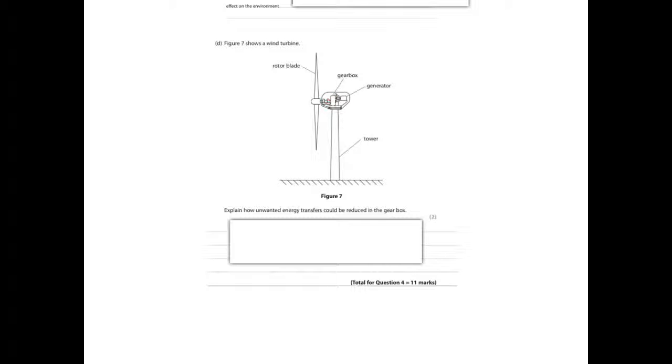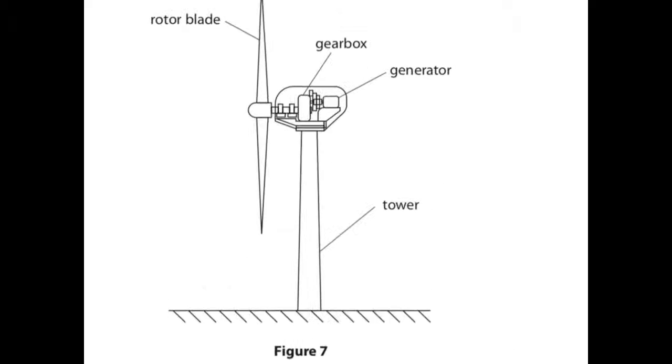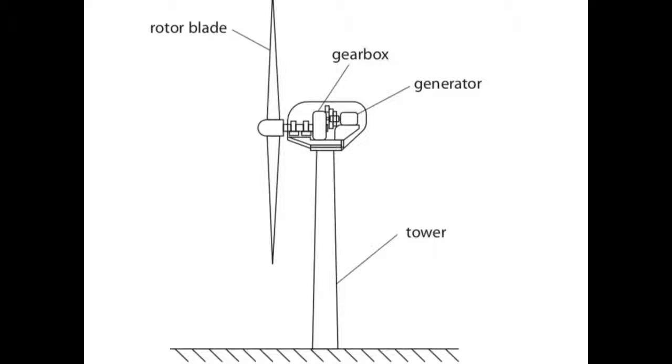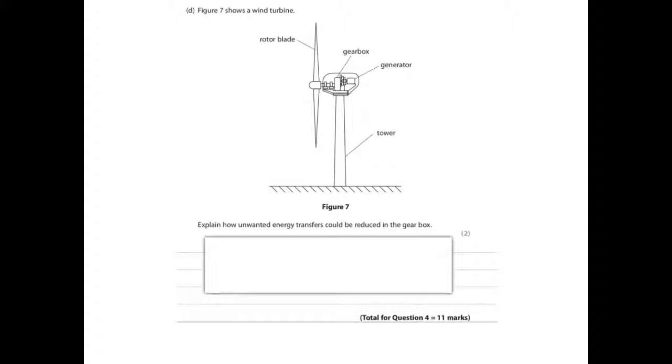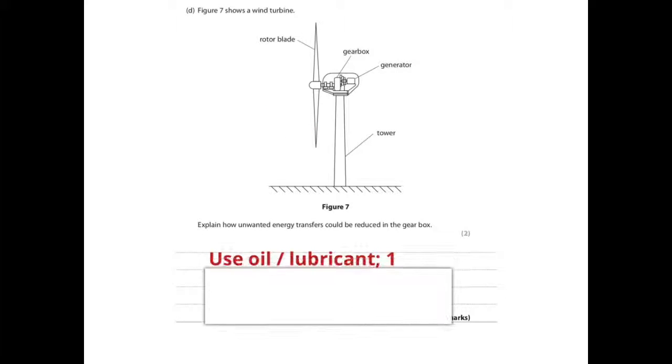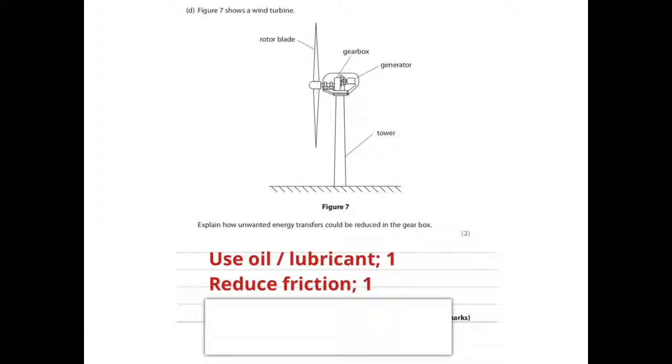And you can imagine these gears rubbing against each other is going to lead to friction, which will create heat. So some of that energy will undoubtedly be transferred to heat and not all of it go towards spinning this wheel. So to reduce that, obviously we can use oil or lubricant to reduce friction. So we're explaining, we're saying what we're going to use and why we need to use it.